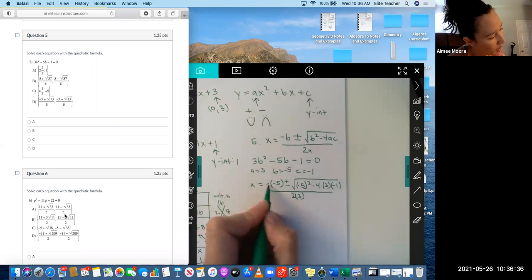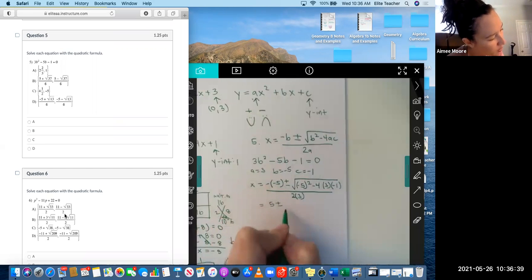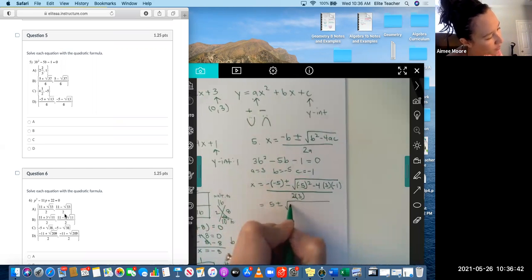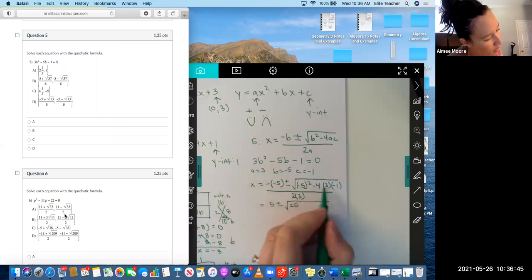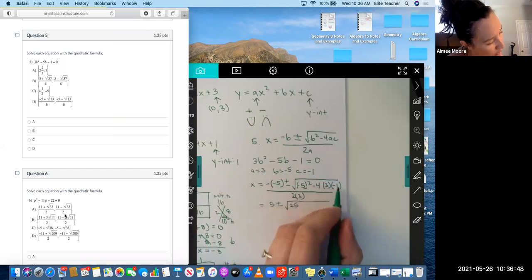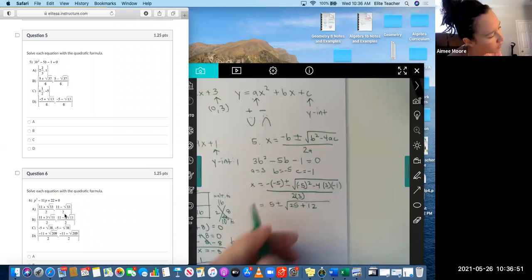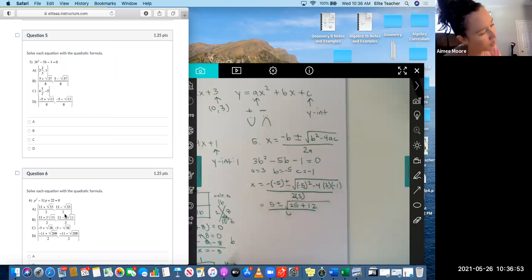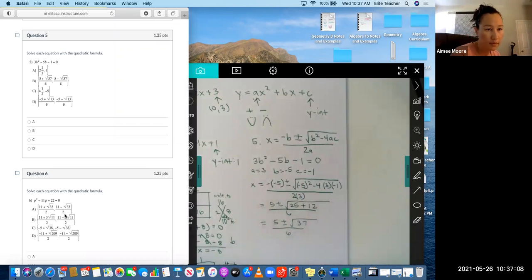So we multiply, -5 becomes +5 plus or minus -5 squared. 5 times 5 is 25. -4 times 3 is -12. -12 times -1 is +12. Divided by 2 times 3, which is 6. Simplify until we can't simplify anymore. 25 and 12 is 37 over 6, which means it is B. Any questions on quadratic formula number 5?